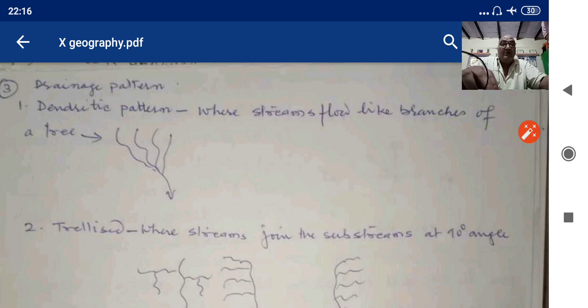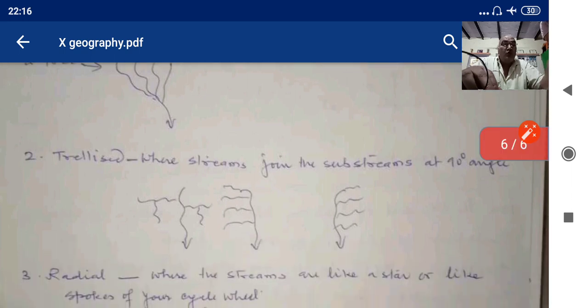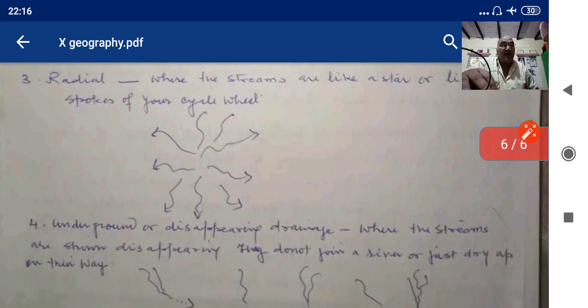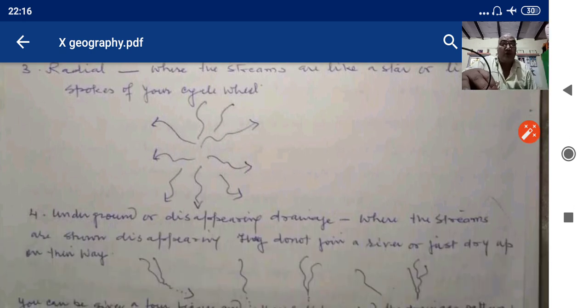Number 2, we have trellised where streams join the substream at 90-degree angle. This may be in different forms. I have shown you 3 figures by which you can understand that here the streams are joining the main stream at 90-degree angle. Number 3, we have radial where the streams are like a star, like spokes of your cycle wheel in all direction, where the streams flow in all direction. That is known as the radial pattern.